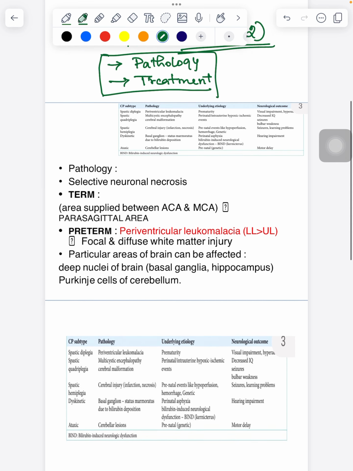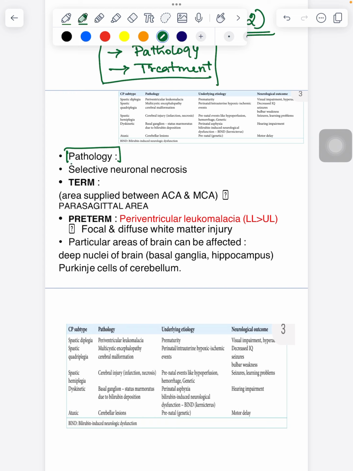Okay. So going on to its pathology, it is mainly the selective neuronal necrosis. That is, it affects mainly the neurons that are being deprived of the blood supply, which is called selective neuronal necrosis. The pathology in term and preterm children is different, so I have made two separate headings: the pathology behind a term child and a preterm child.